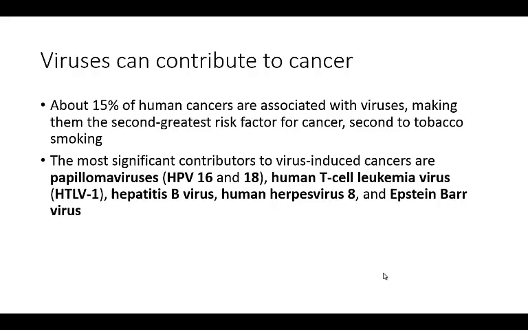Human T-cell leukemia virus is another one that can be spread through a virus. Hepatitis B virus, human herpes virus 8 can lead to Kaposi's sarcoma in immunocompromised patients. This is a specific type of cancer that can affect AIDS patients or other patients that may be immunocompromised. And Epstein-Barr virus is another one that can also contribute to cancer.